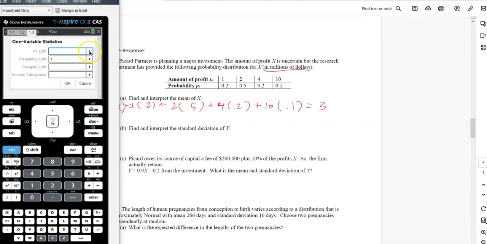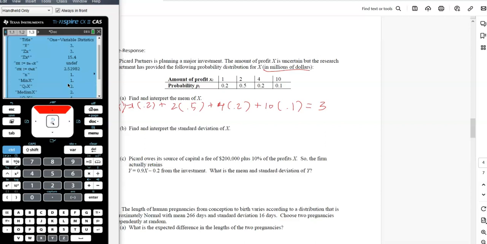The first list is the profit list. The frequency list is the probability, or frequency, of that happening. Say OK. By the way, as a side note, it does figure out the mean for you. You see x-bar, the mean is 3. But what's nice is it figures out the standard deviation, because that's a little harder calculation to do. It's 2.5298.